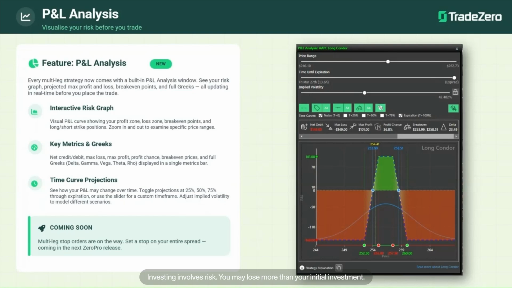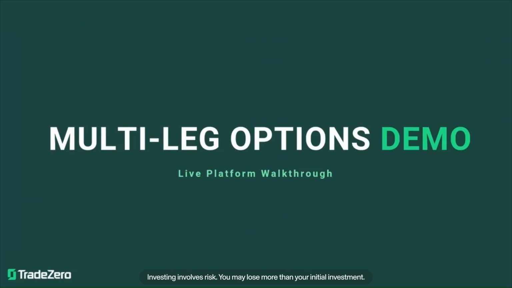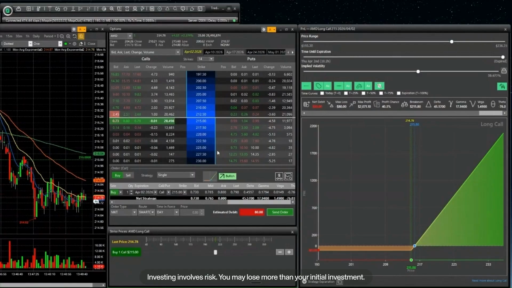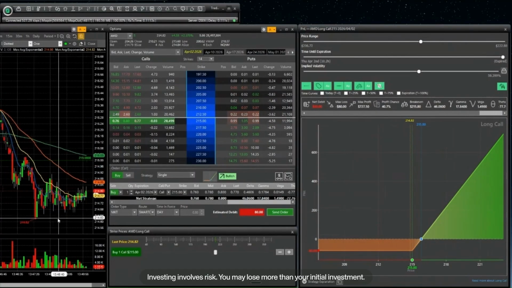It shows you your Greeks, your time curve projections, so you can essentially project where your P&L would be dependent on the underlying price over the course of time towards the expiration of that spread. So let's go ahead and jump into a live demo. I've got Zero Pro 648 loaded up. I've got a nice little chart.